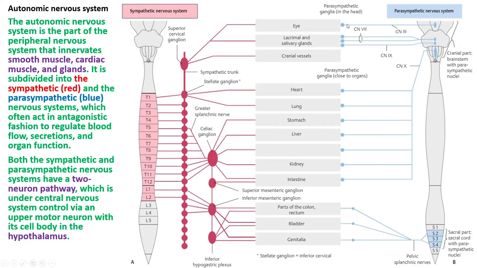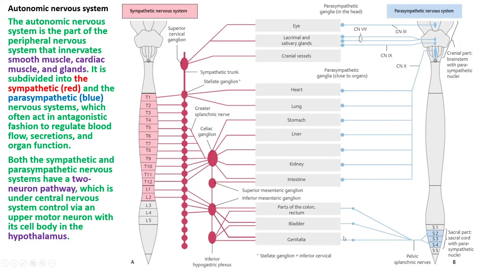We have the parasympathetic ganglia in the head, and there are 4 ganglia that we are going to discuss: the ciliary ganglion, the submandibular and pterygopalatine ganglion, and finally the otic ganglion. And for the vagus nerve, the ganglion is usually near to the wall of the organ, and also the same for the pelvic splanchnic nerves, whose ganglia are located near or in the wall of the organs that they innervate.